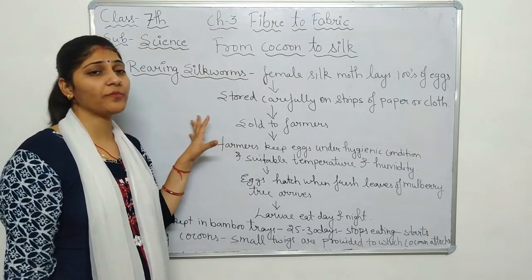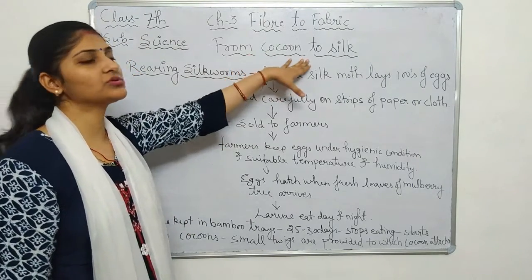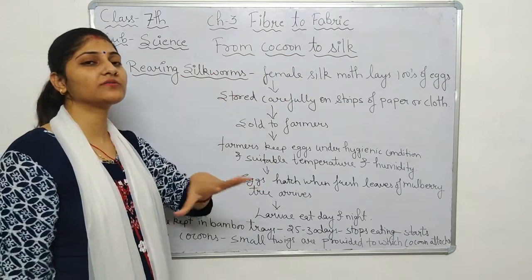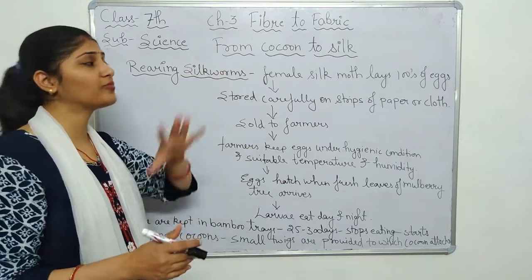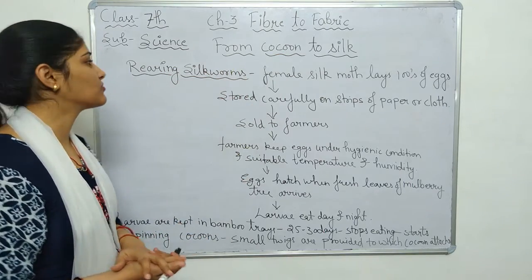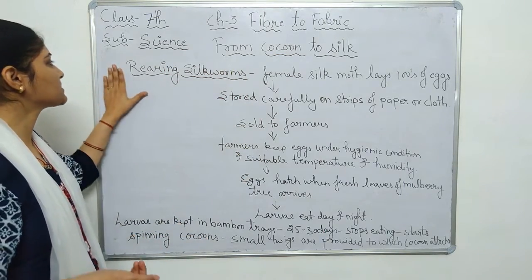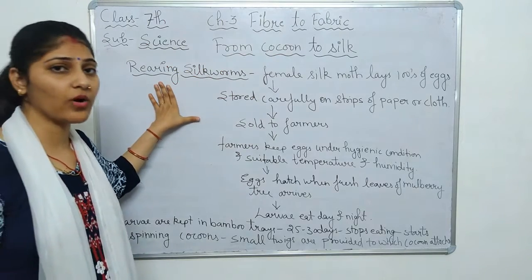Now the next topic is from cocoon to silk. We have learned that the silk is obtained from the cocoon. Now what is the process of obtaining this silk from the cocoon? In this, the first step is the rearing of silkworms.